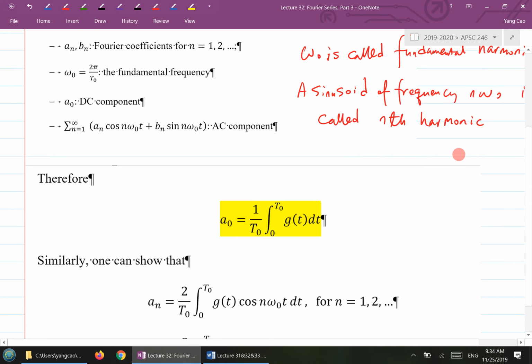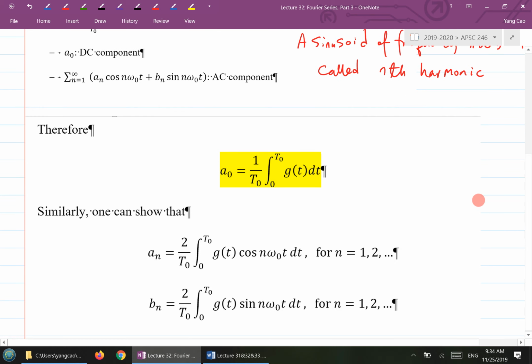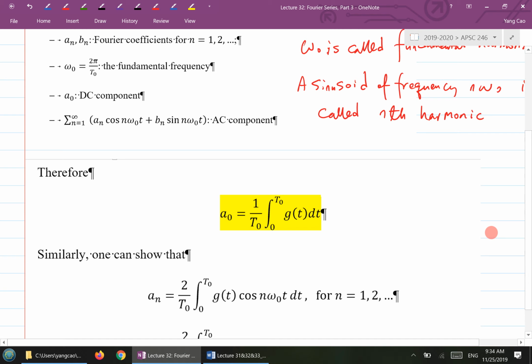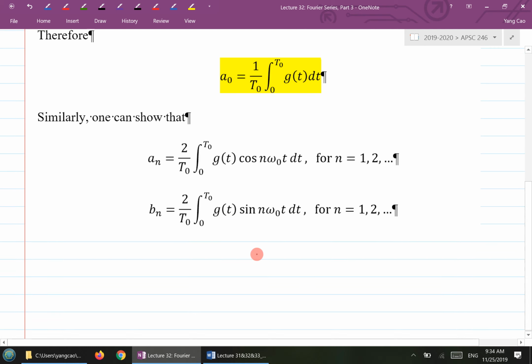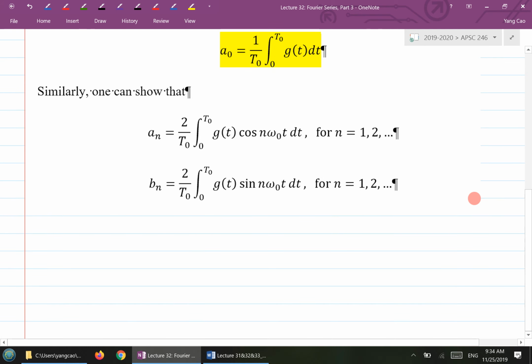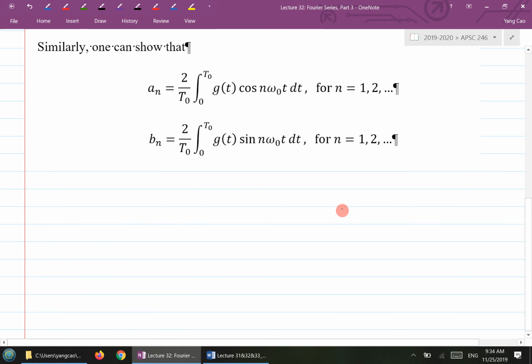How do we calculate a naught, an, and bn? These are the three formulas we use to calculate a naught, an, and bn. We have gone through an example in the previous lecture to show you how to calculate them. Let me quickly recap this one, because I need to finish that example.